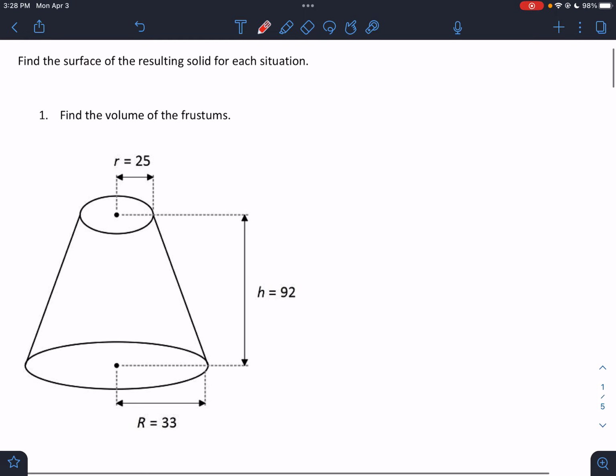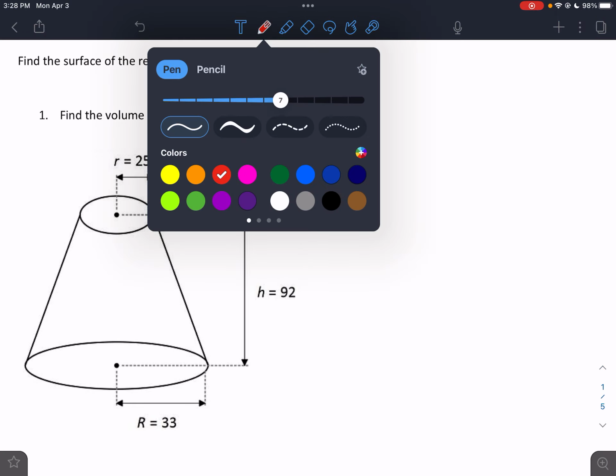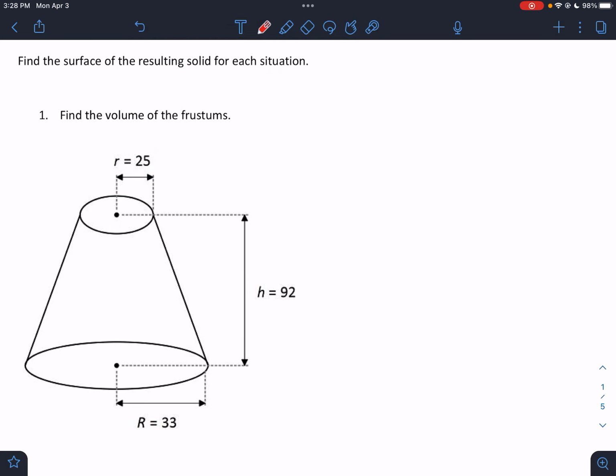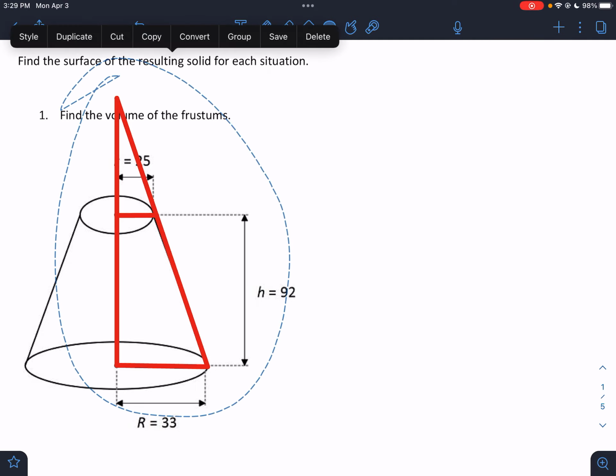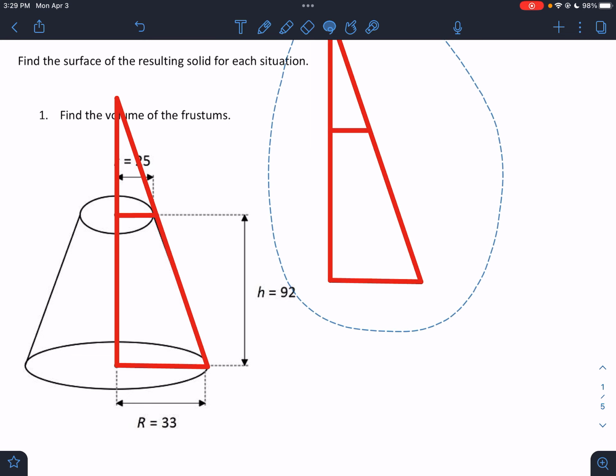This is what I want from you every time you do one of these questions. I want you to draw a right triangle that represents the frustum. Basically, it's like a cross-section of the frustum. And if you were to spin this around in 3 dimensions, that's what would make the frustum. So this is what we're going to draw every time we work on a frustum.